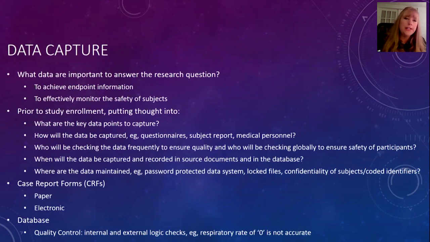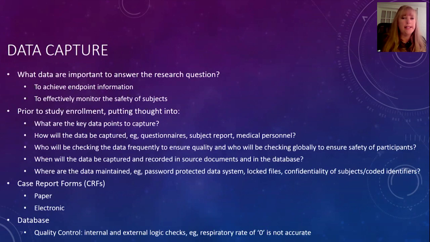During development, put thought into the key data points to capture because you don't want to overload trial sites with collecting extraneous data that you may not intend on analyzing. And as Stacy mentioned earlier, you also don't want to burden the participants as well. You want sites to focus on the most important data required and also necessary in order to conduct your evaluations.